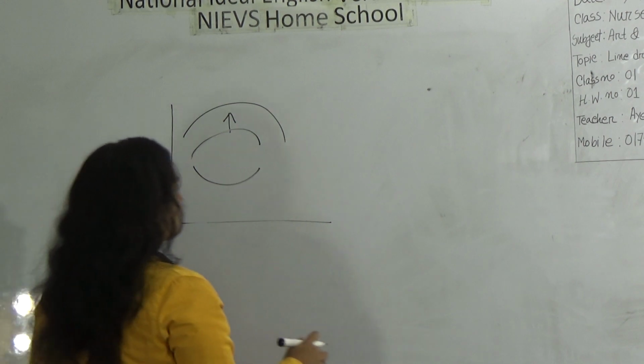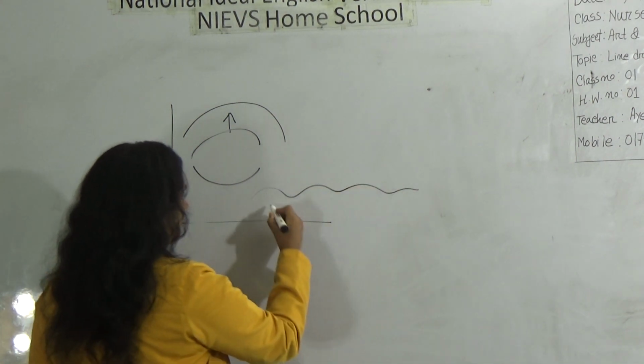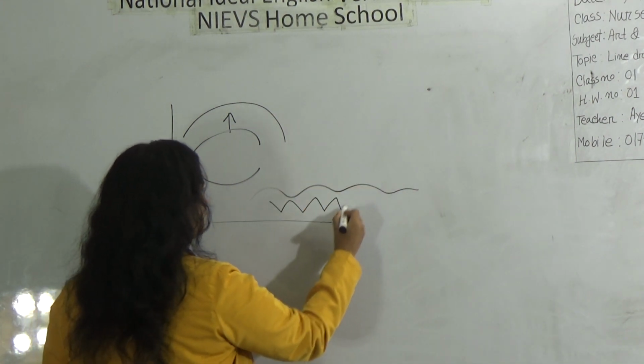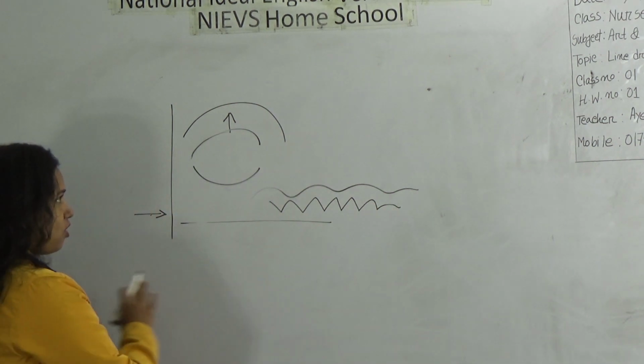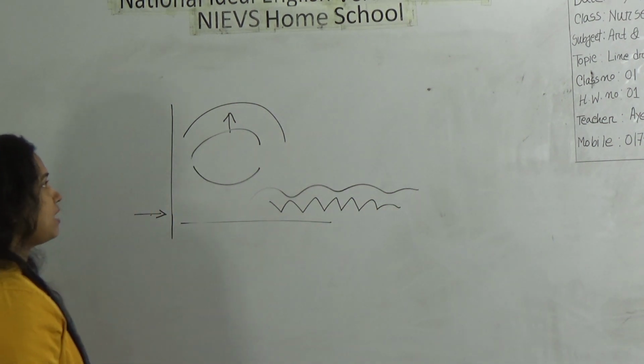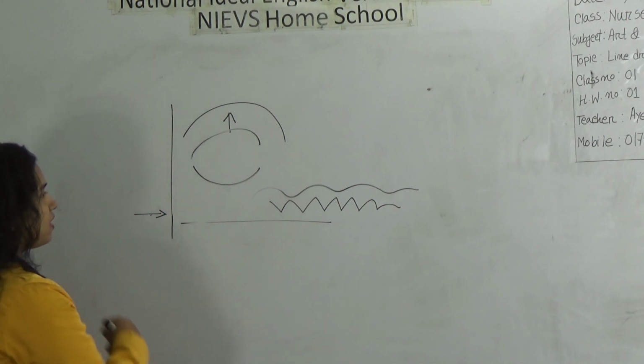And now I will show you the zigzag line. This one is the zigzag line. This one is also a zigzag line. So dear student, all of these things are lines. And when we draw a shape, we use a lot of lines.